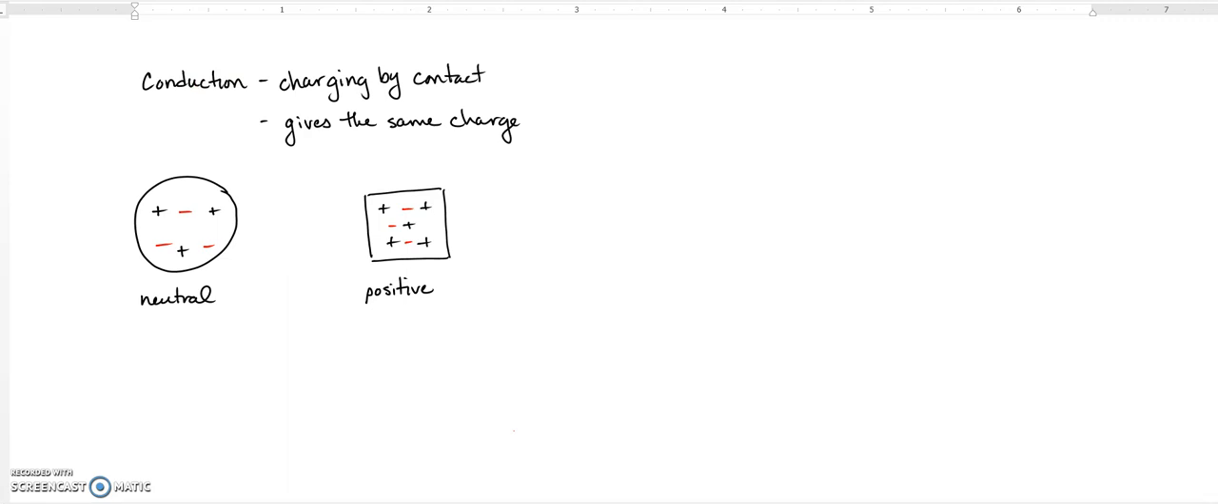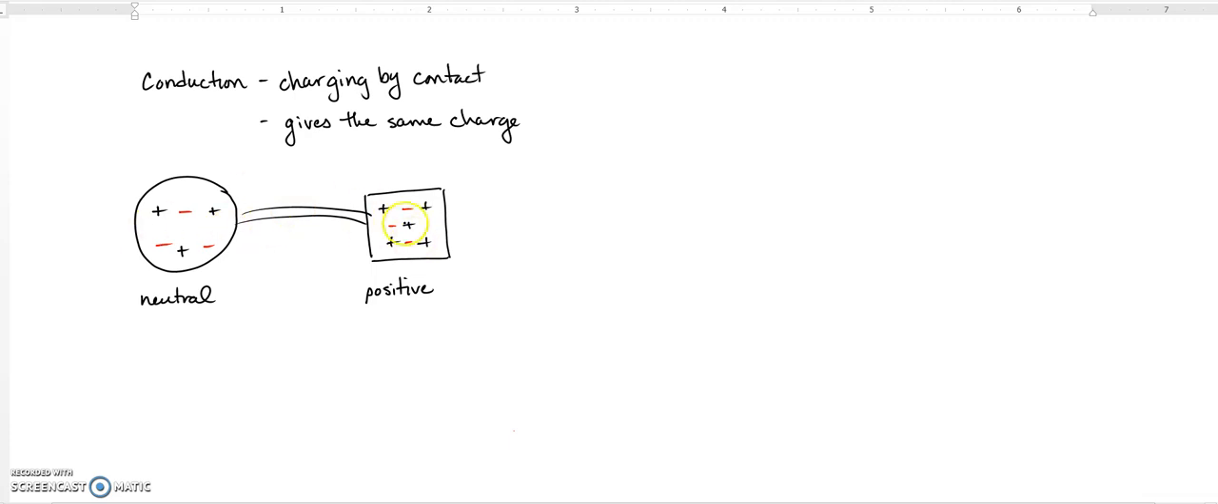Now, conduction is when you charge something through contact. You have to have physical contact. And when this is done, you get the same charge for both objects. So here I have an example. I've got a neutral sphere and a positive cube. If I want to have the excess electrons, or electrons in general, just pass between these two, then I basically have to connect them with some sort of wire. What this does is it allows the electrons to pass between them, because it's all conductive materials and electrons can flow through the conductive materials.